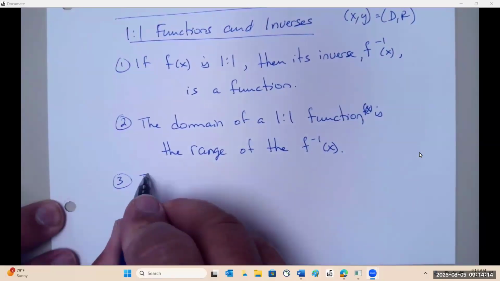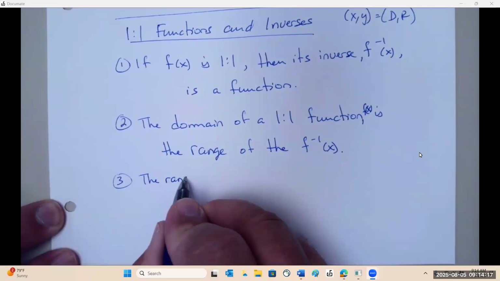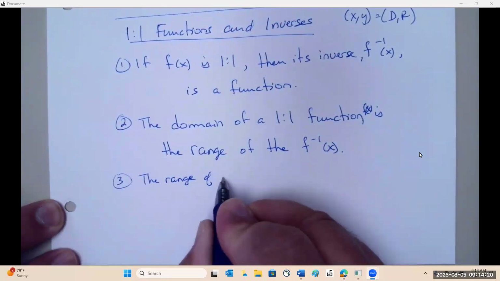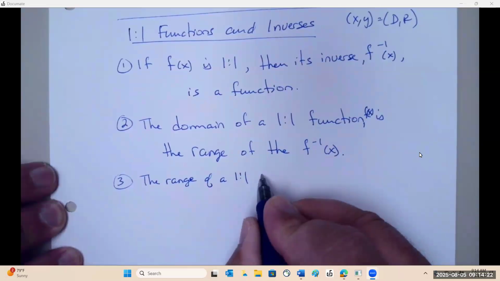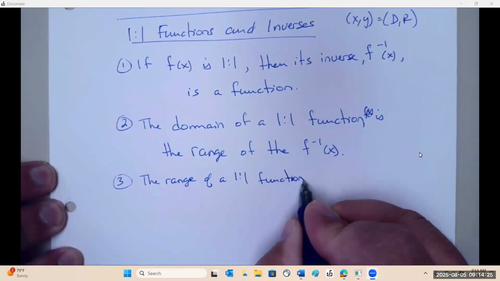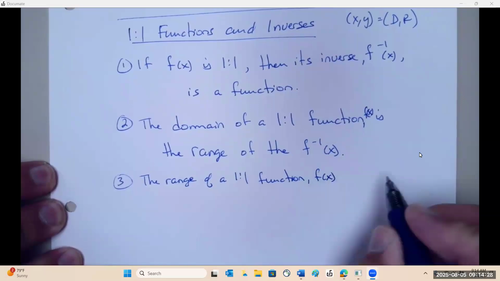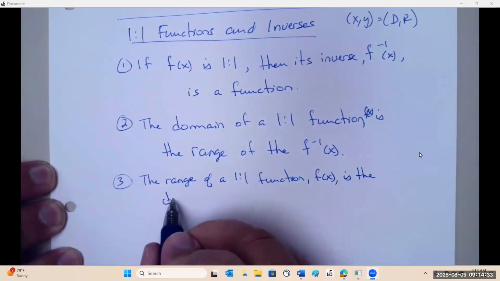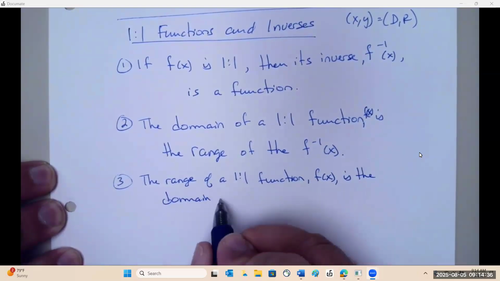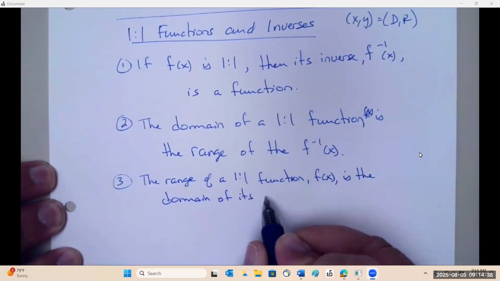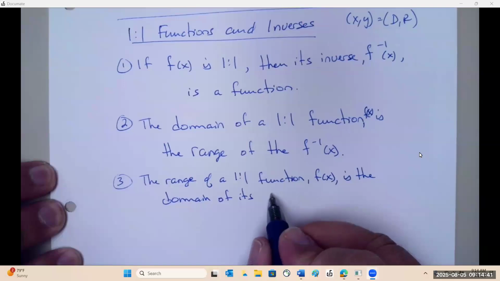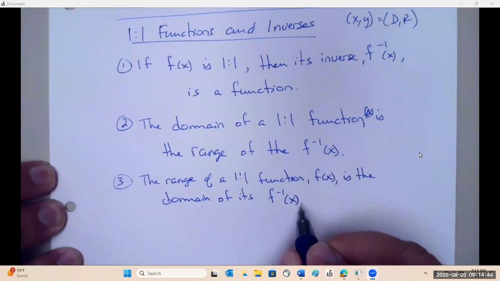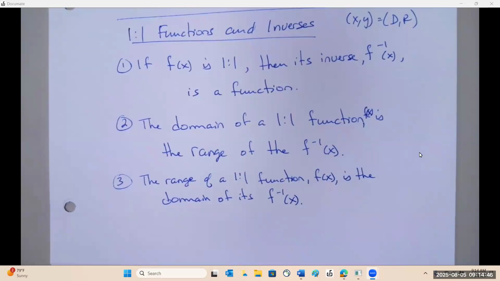Conversely, the range of a one-to-one function f of x is the domain of its inverse. Everything switches.